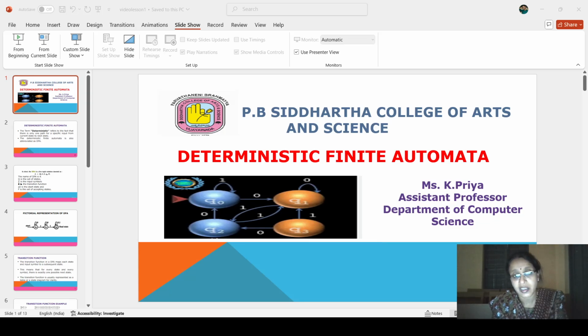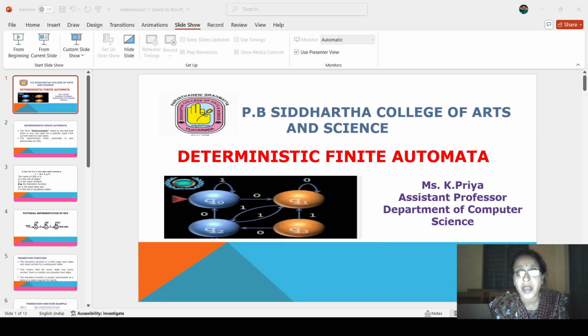Today we will discuss the topic of deterministic finite automata. The term deterministic refers to the fact that there is only one path for a specific input from the current state to the next state. In a deterministic finite automaton, if you give an input to a fixed state, it goes to the next state. The deterministic finite automaton is also called a DFA for short.